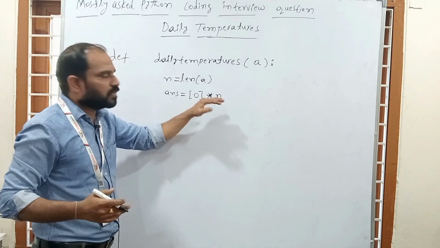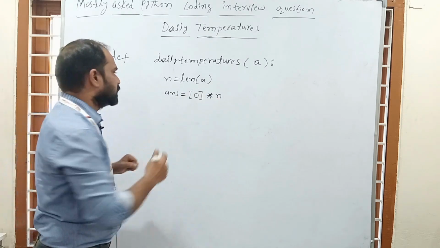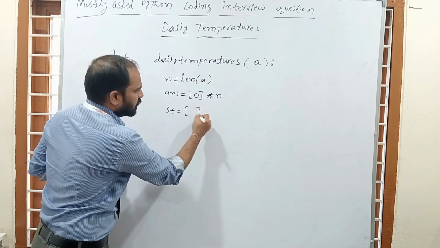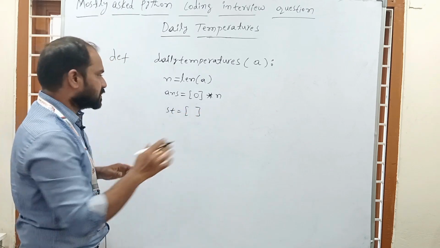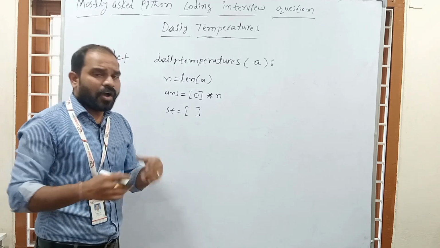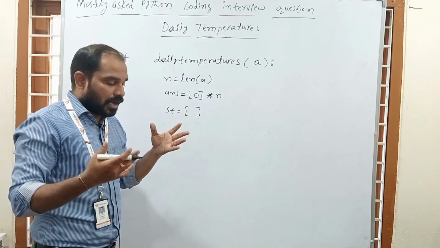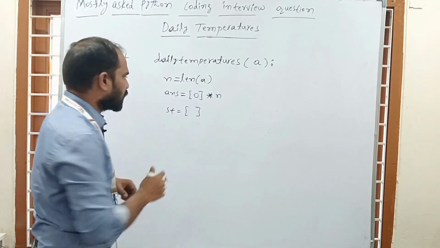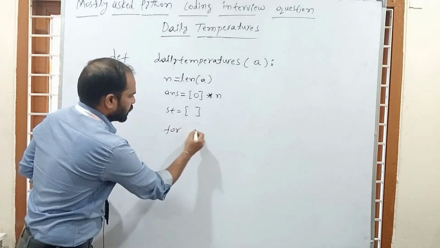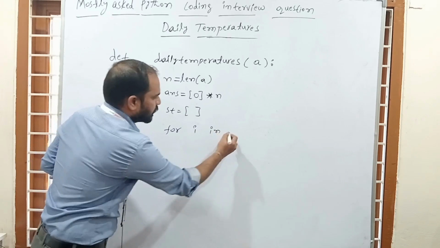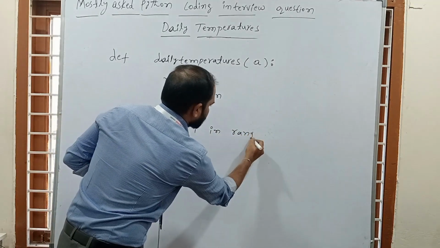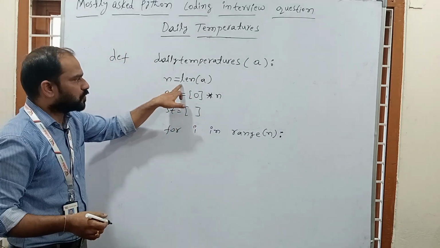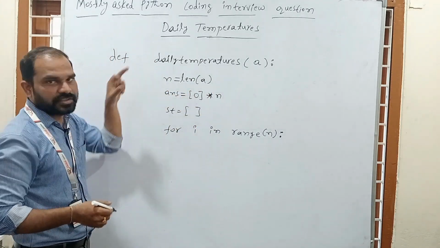Here you can go with the list comprehension also, right? And then take an empty list to store the index numbers, right? After that, we know how many iterations are required, we know priorly, right? So then go with the for loop. For i in range we can take n, because already the number of elements is stored in n, right?